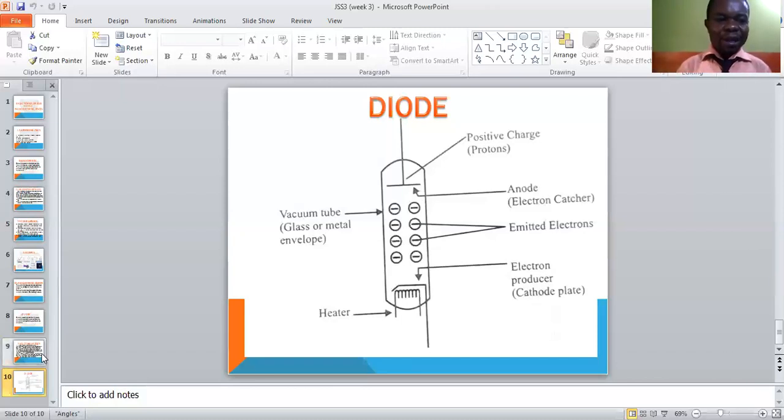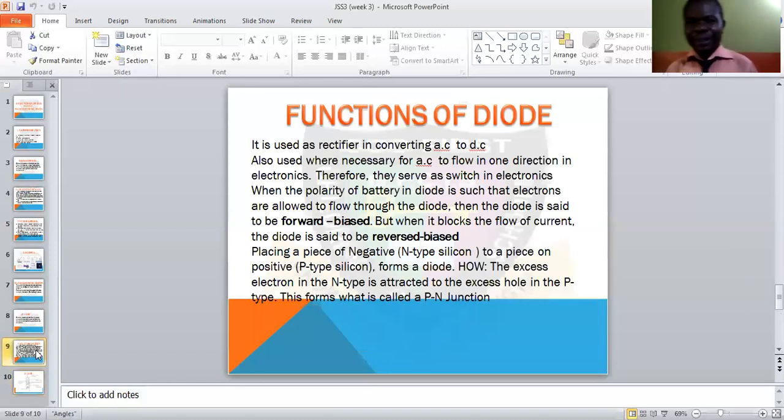Then let's look at the functions of the diode. What does it do? I have told you it's a rectifier, converting AC to DC, that is alternating current to direct current. We have talked about electricity in your previous terms. Also, it is used when necessary for alternating current to flow in one direction in electronics, not go back and forth, just to flow in one direction. The diode is also used to control that.